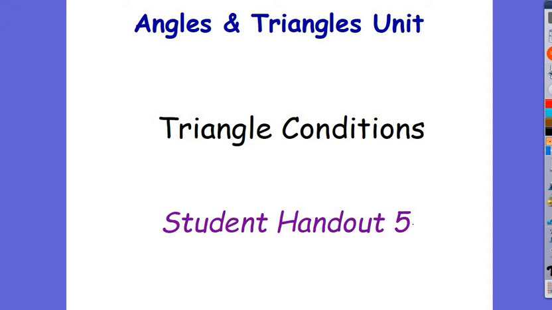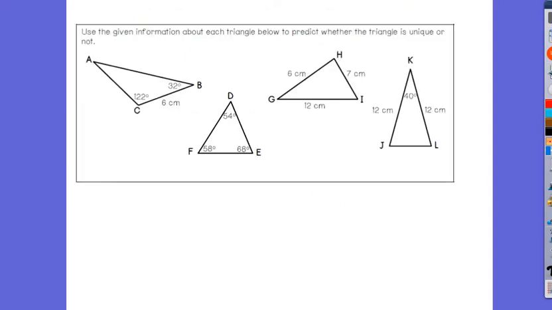This is triangle conditions, student handout 5. This is our last thing on triangles, and it's kind of summing up everything. The top of your page, we're going to be using in our chart below that. So when I say look at the triangles above, this is what you're going to be looking at.